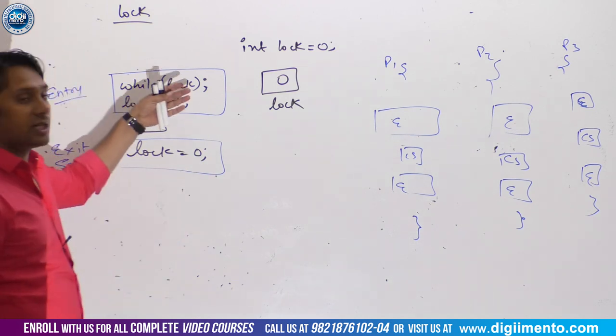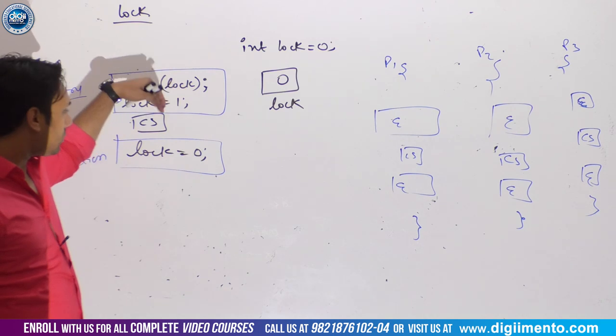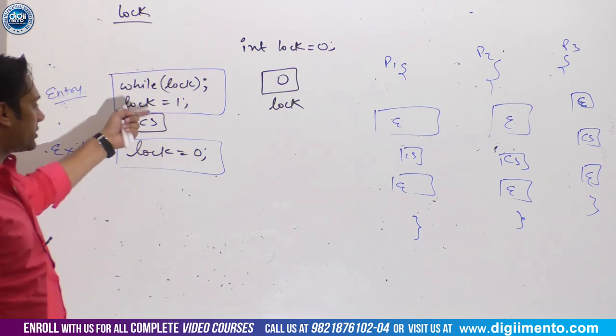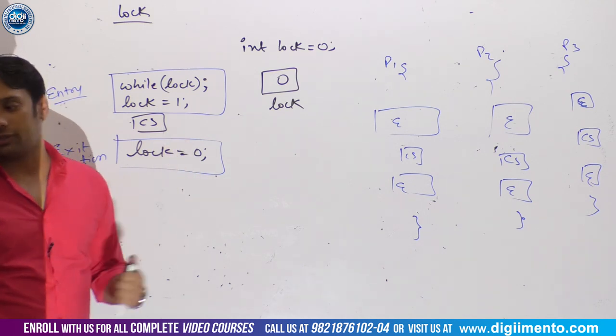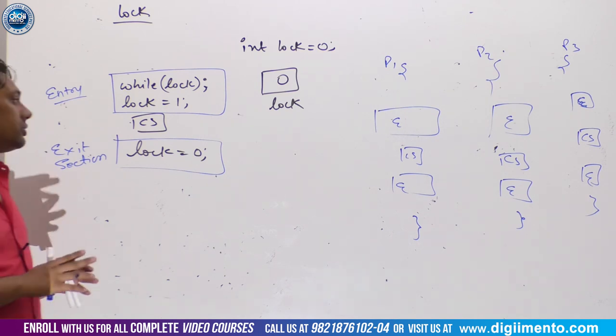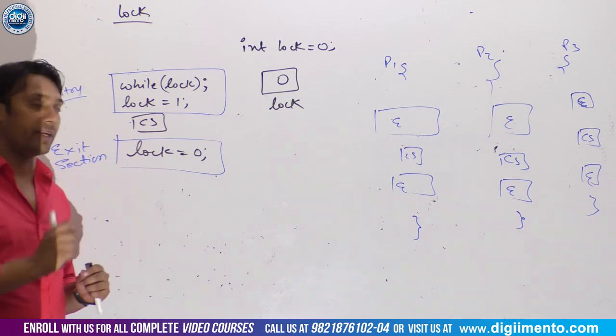Agar koi process critical section ke andar nahi hai, to hum us par lock laga denge, और वो प्रोसेस क्रिटिकल सेक्शन के अंदर एंटर कर सकती है. और जैसे ही वो प्रोसेस क्रिटिकल सेक्शन से बाहर निकलेगी, we are going to make the lock as zero. अब ये थोड़ा सा ध्यान से समझना, because this is very tricky. अगर ये समझ नहीं आएगा तो आपको कुछ भी समझ नहीं आएगा. This is very important and very tricky.